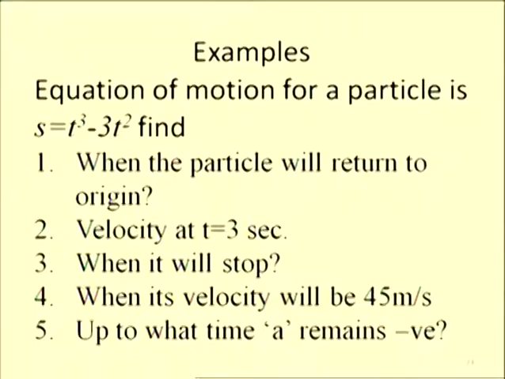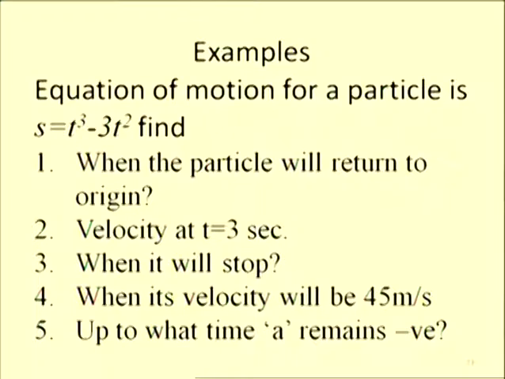We have to find the velocity at t equal to 3. When it will stop, so we have to find when v becomes 0, and when its velocity will become 45 meters per second. That we can also find using this. We can find its velocity, a certain velocity. And up to what time its acceleration remains negative. So these are 5 questions we have to answer for this.